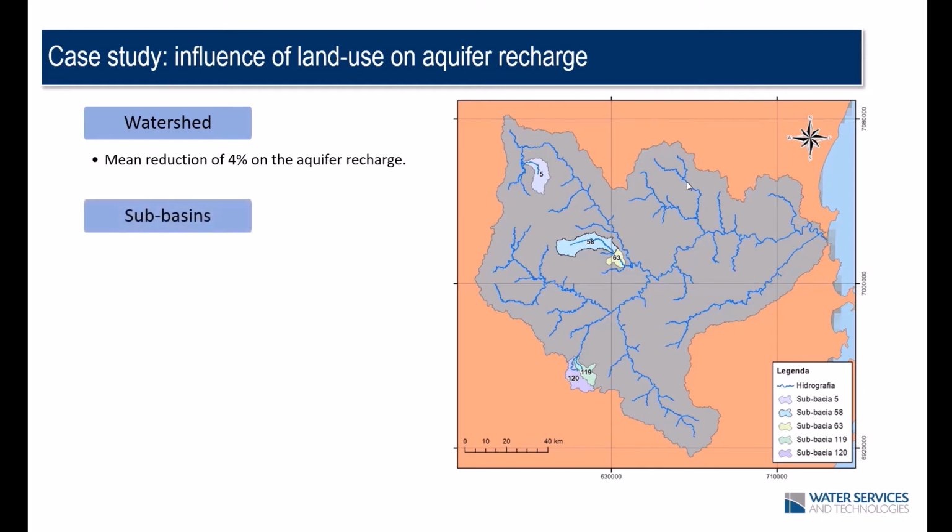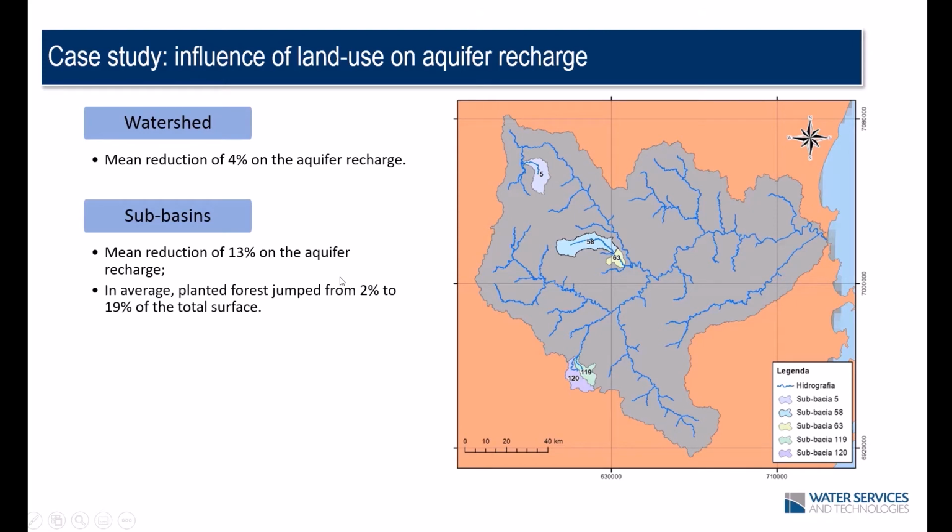And when we look at the subbasins individually, here we highlighted the 5 subbasins where we saw the biggest differences in the water balance. So here we got a mean reduction of 13% on the aquifer recharge. And on average, planted forest jumped from 2% to 19% of the total surface on these 5 subbasins here. So in conclusion, what we saw was that the growth of planted forest represented a reduction in aquifer recharge in these subbasins here. And that goes well with what we see in the literature, because there are studies that compare planted forest areas with natural forests.